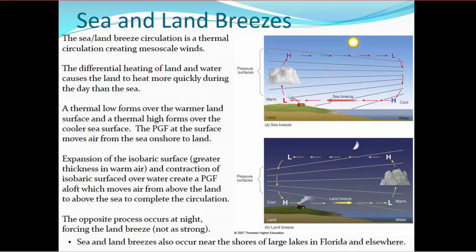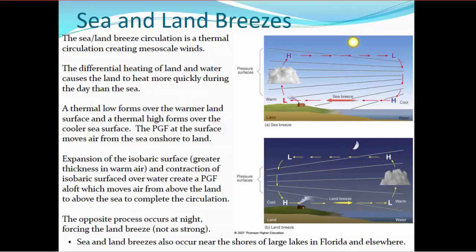So while the land may go from 72 degrees in the morning to 90 to 95 degrees in the afternoon, the air over the ocean probably won't change much more than 1 or 2 degrees. So you get a big warm up over land, cooler air over the ocean. A thermal low then forms over the warmer land surface, and a thermal high forms over the cooler sea surface. And the pressure gradient force moves air from the sea onshore to land. We call that an onshore wind. That's that cooler air, the sea breeze coming off the Atlantic, or in the case of the Gulf of Mexico, off the Gulf, and that sea breeze moves inland.